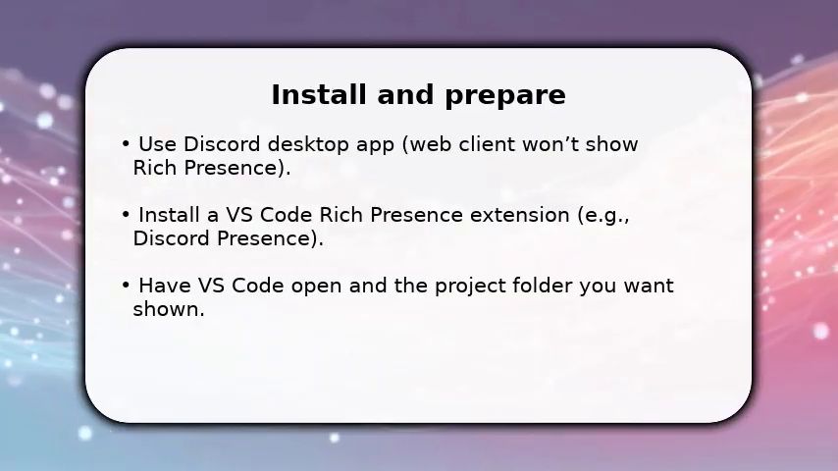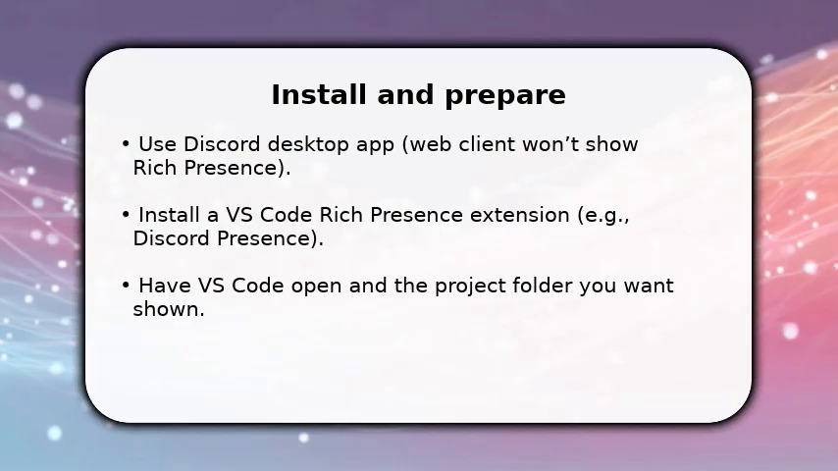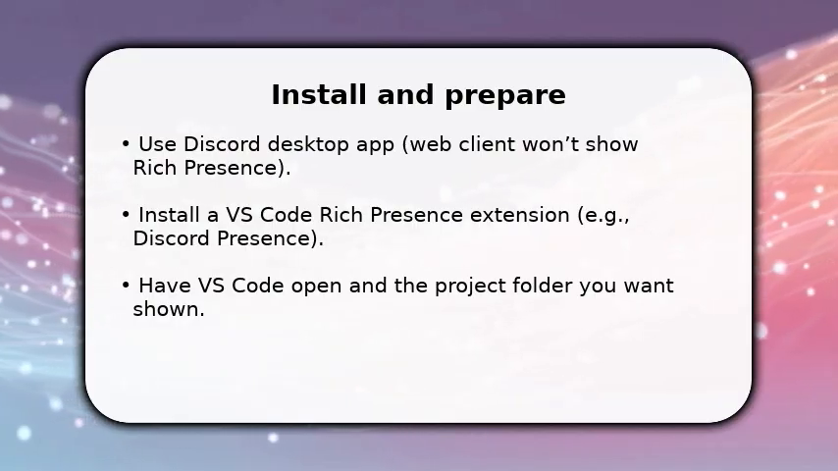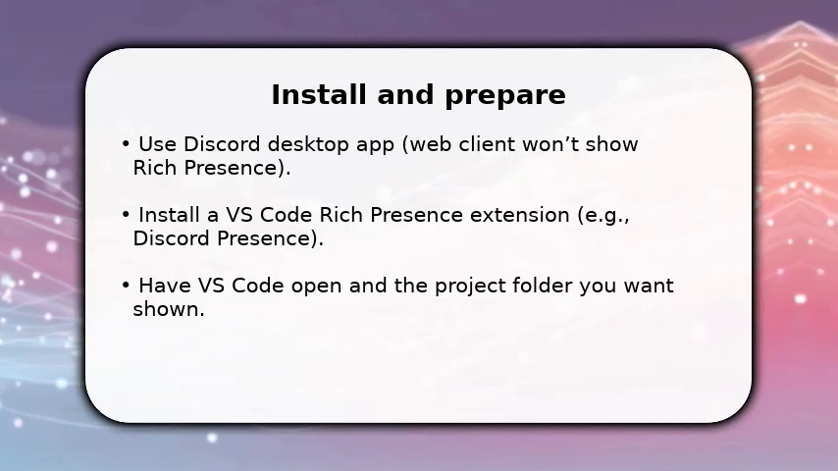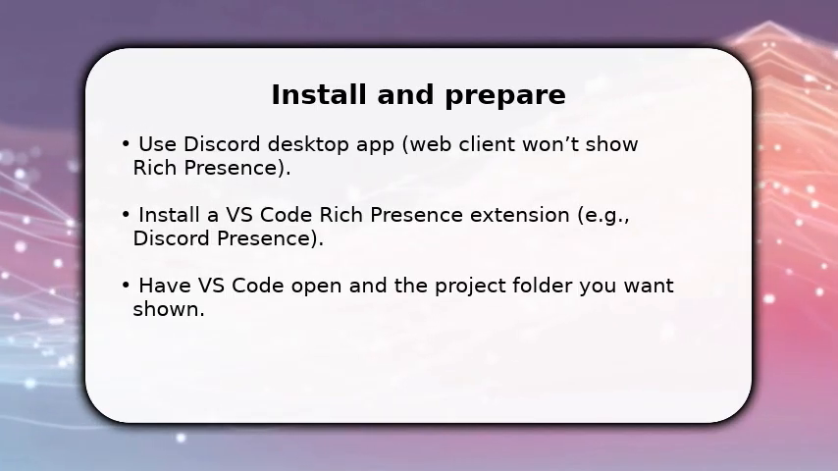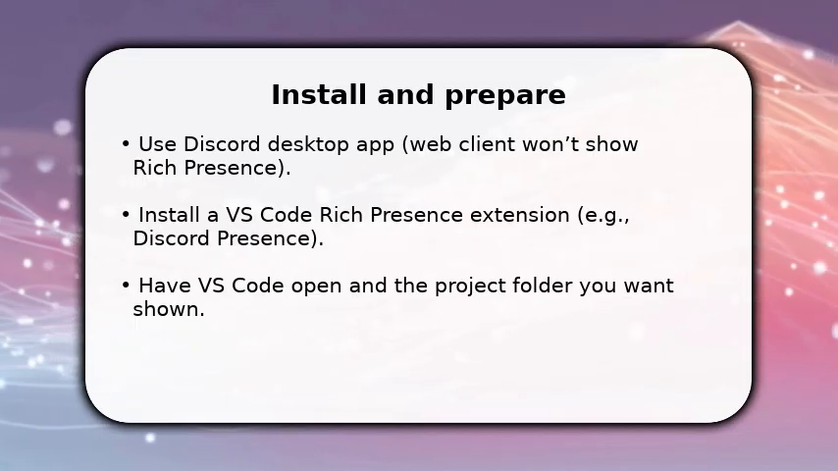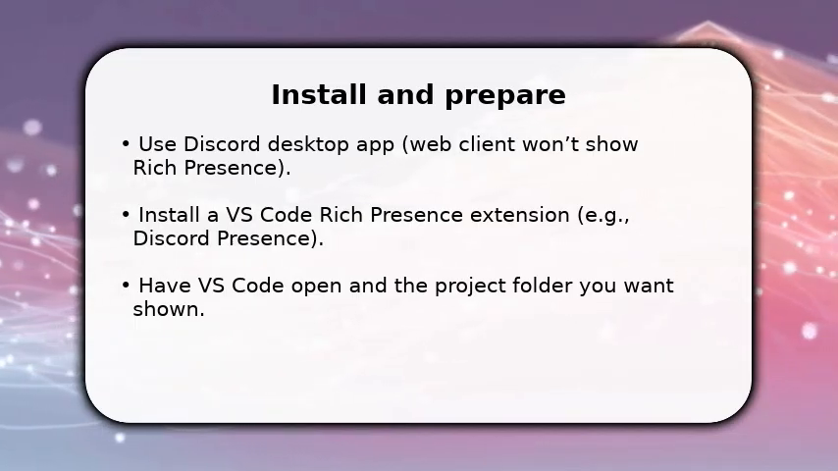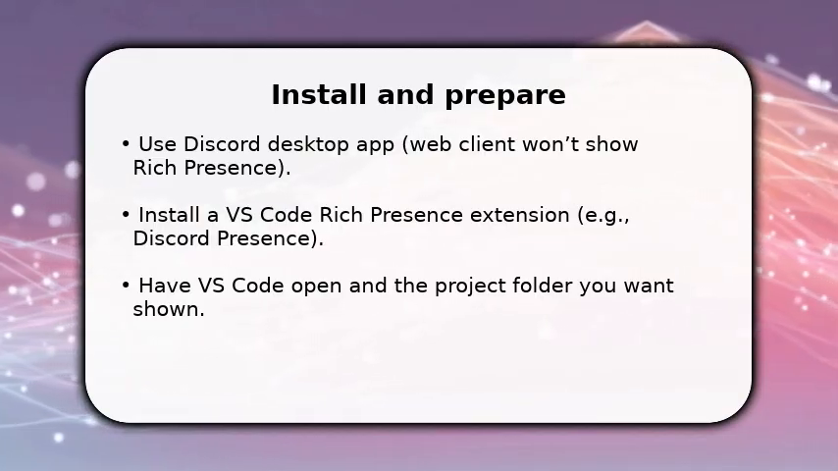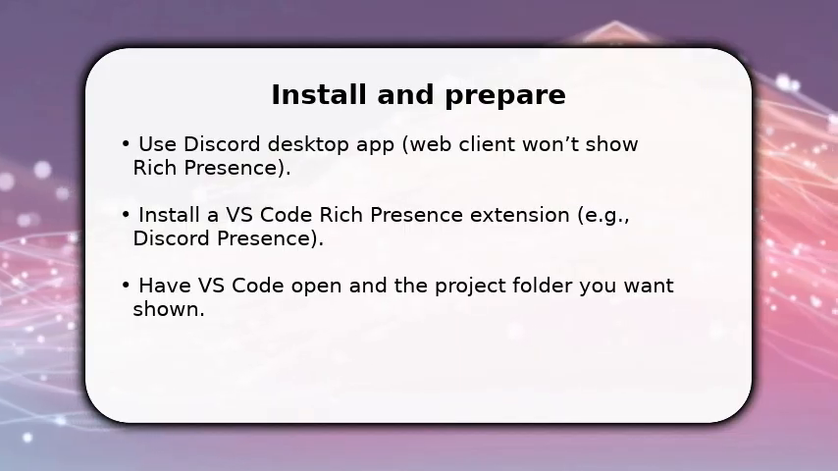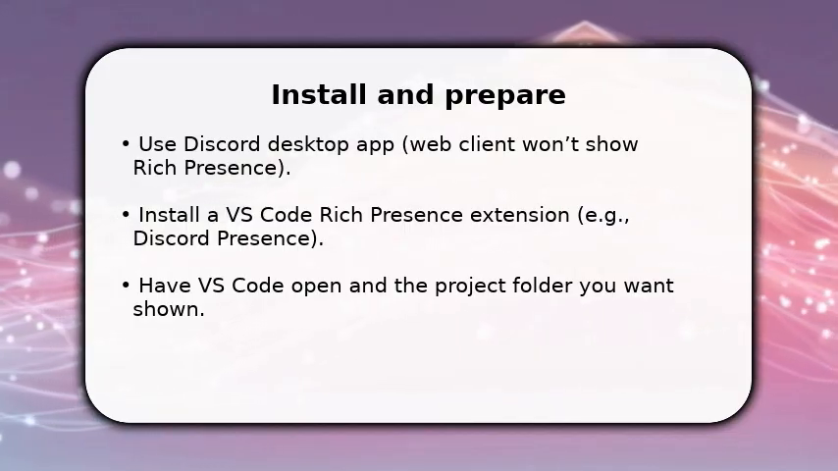You start by preparing both apps. Make sure you run the Discord desktop client, not the browser version, because Rich Presence requires the desktop IPC. Next, install a reliable VS Code Rich Presence extension from the editor's marketplace and enable it. Once done, open the workspace or file you want displayed and reload VS Code so the extension initializes.